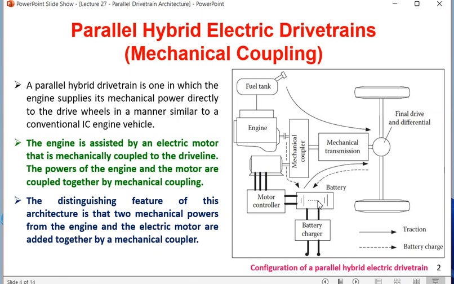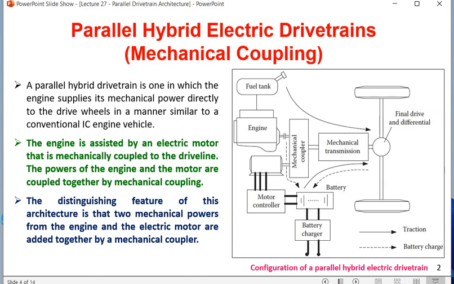This we found in case of the first, that is the series hybrid electric drivetrain also, where the primary source was charging the secondary source. In this case also the same thing happens, that is engine, mechanical coupler, then motor controller, and power might come back to the battery. So this is the second way of charging the battery. And the third way is the ever conventional way, that is regenerative braking.